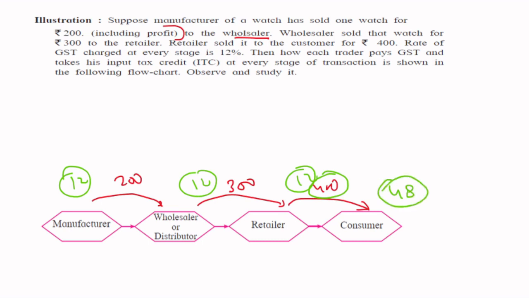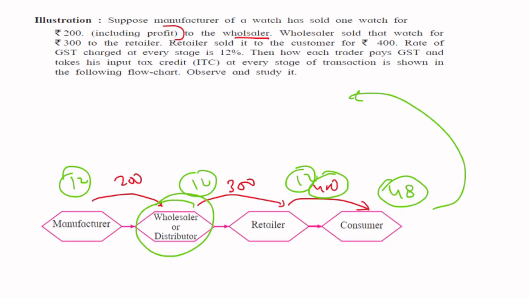48 rupees. That 48 rupees the consumer has to bear. How much? 48 rupees. But he is not going to pay directly to the regulatory body. What you have to do is pay that 48 rupees to the retailer. What the retailer will pay to the wholesaler, that we need to check. How does the process work?